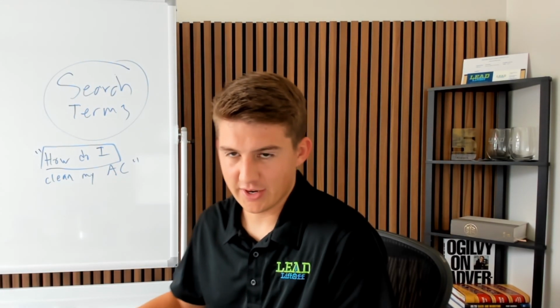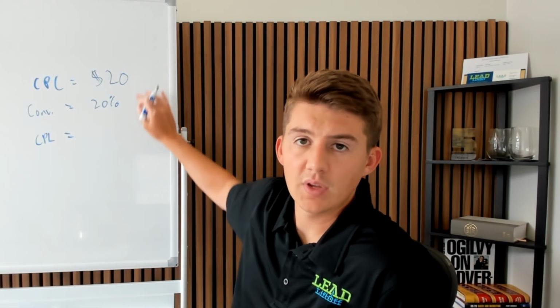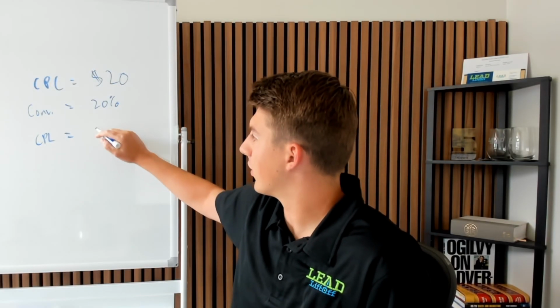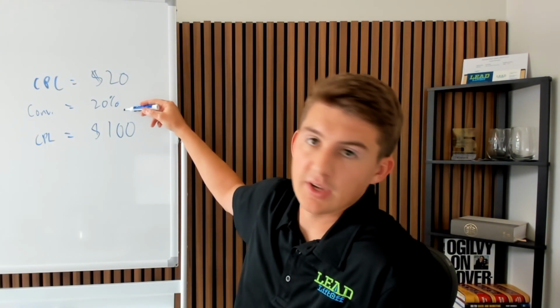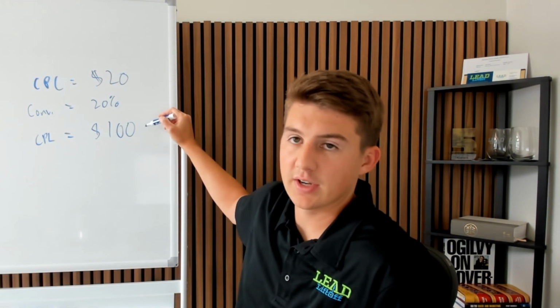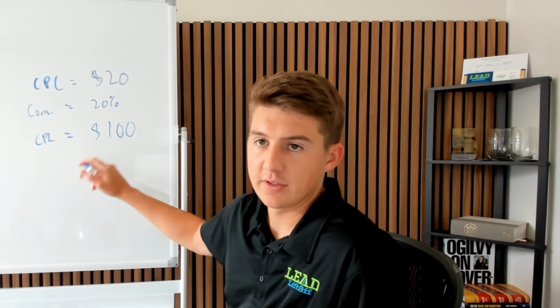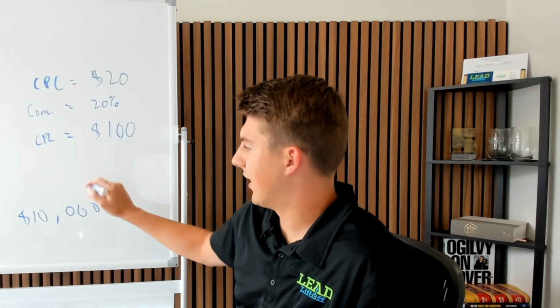Let's show some math. I'll end it off with this here. So if your cost per click on average is $20 and your conversion rate is 20%, then your average cost per lead is going to be $100. It's $20 times 5 because 20% is 1/5. So that's how much that's going to cost you. Let's say you're spending 10 grand a month. Let's say your budget's 10 grand. Then what that means with this cost per lead, you're getting 100 calls.